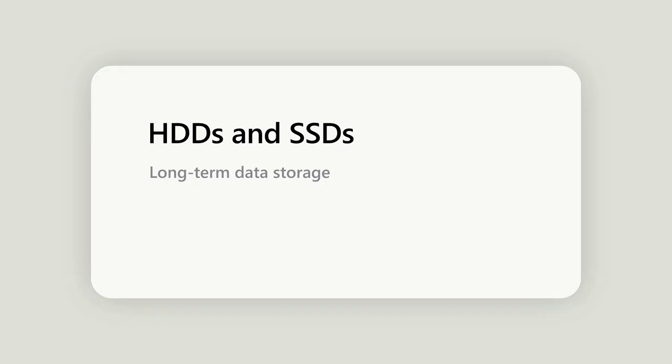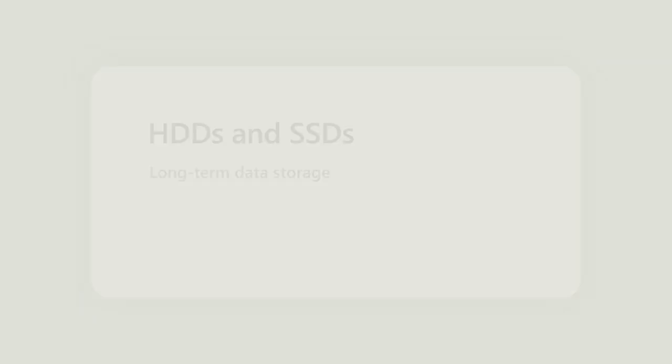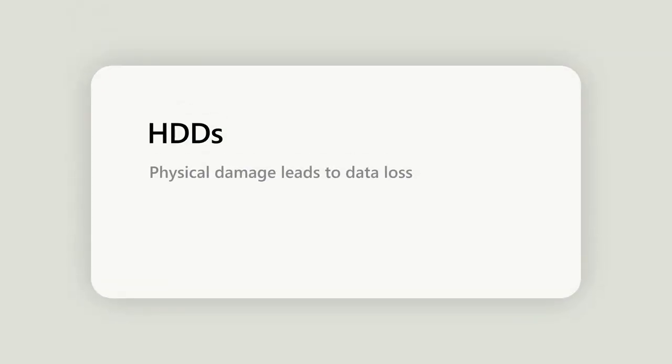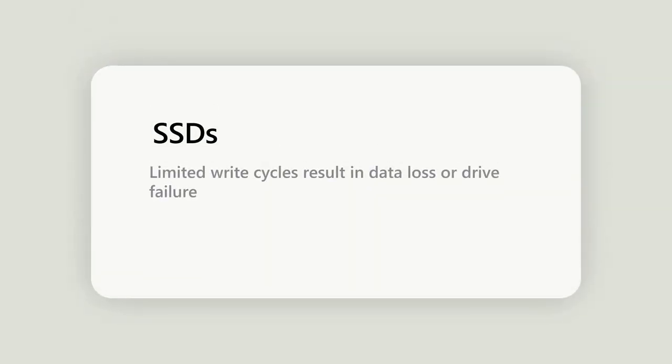Due to their lack of moving parts, SSDs are faster and more reliable, but they tend to be more expensive per gigabyte than HDDs. HDDs are susceptible to physical damage and wear over time, potentially leading to data loss. SSDs, while more durable, have a limited number of write cycles before cells begin to wear out, which can also result in data loss or drive failure.